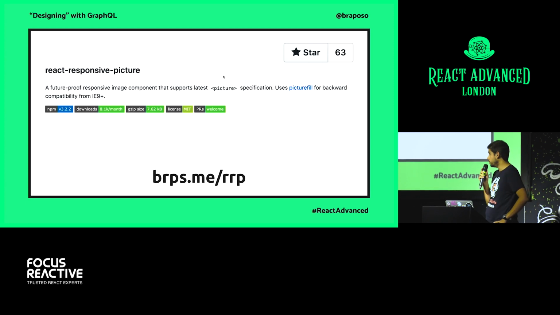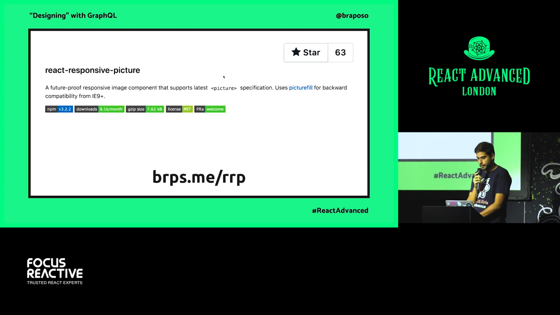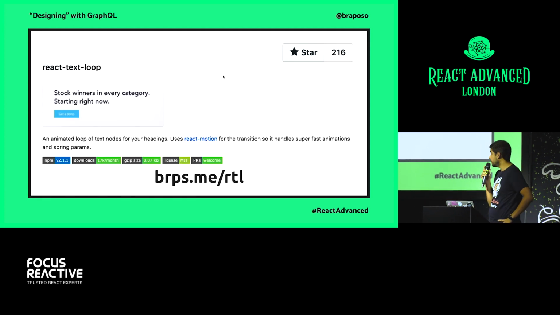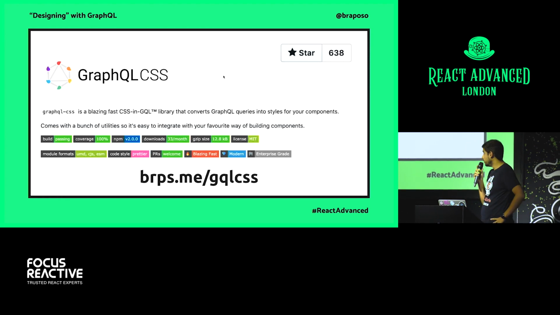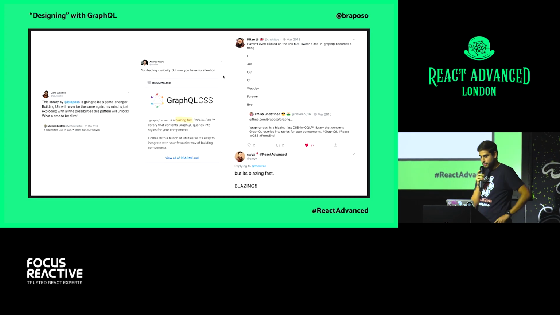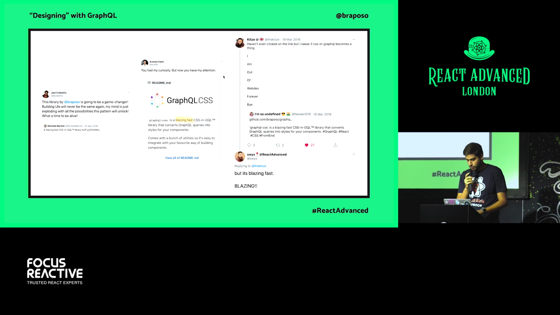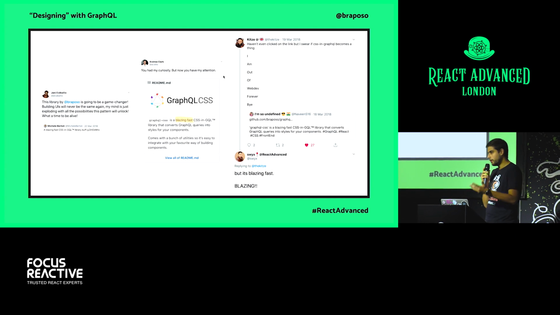My journey through open source started some while ago, so I actually have some React-related packages, but I'm not really going to talk about those today. Just so that you know, there's React Responsive Picture, so that you can use the picture component in your application. There's also React Text Loop for some animation around text. There are some more controversial and fun projects like GraphQL CSS. It got some good reception, I think, from the community. It was a fun project and something that I quite enjoyed, and it was kind of my bridge into GraphQL.